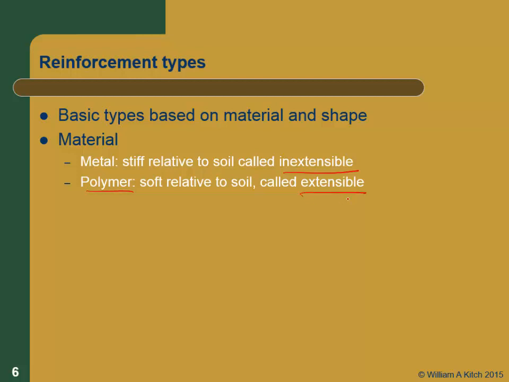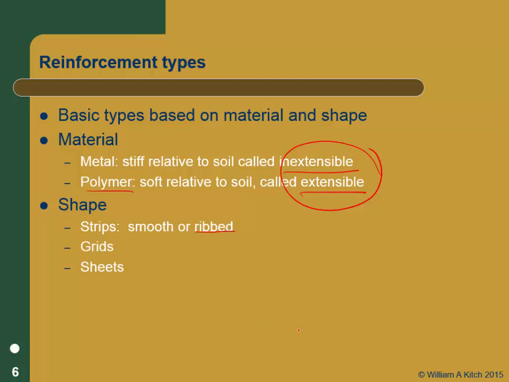But we call this extensible because it's relatively soft, or much less stiff than the soil. And so these are our 2 terms that we're going to be using when we discuss the relative stiffness of the reinforcement versus the soil. And then the shapes are strips, which are either smooth or ribbed. By far the most common strips out there are all ribbed, because there's an advantage to doing that. Same reason you don't see smooth rebar in concrete. We generally don't put smooth strips in soil. Grids and sheets. Sheets are not at all uncommon.